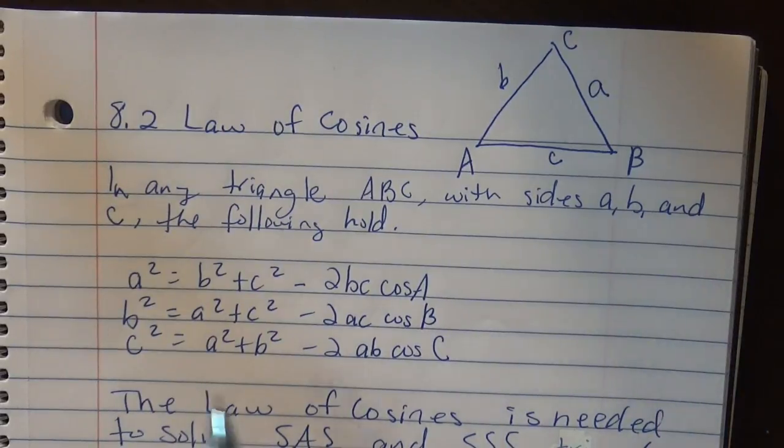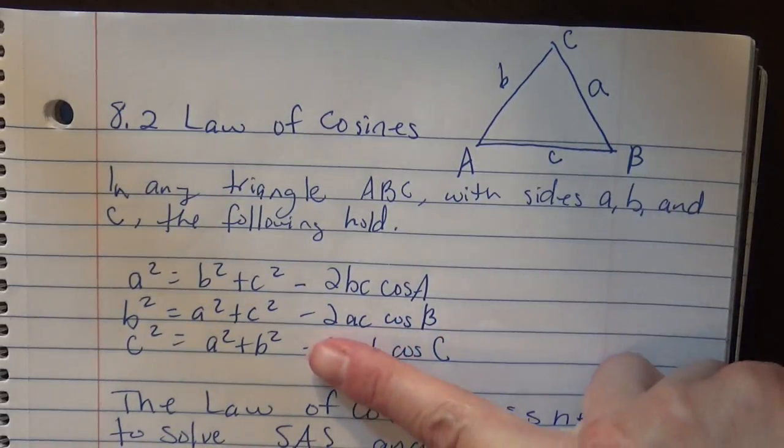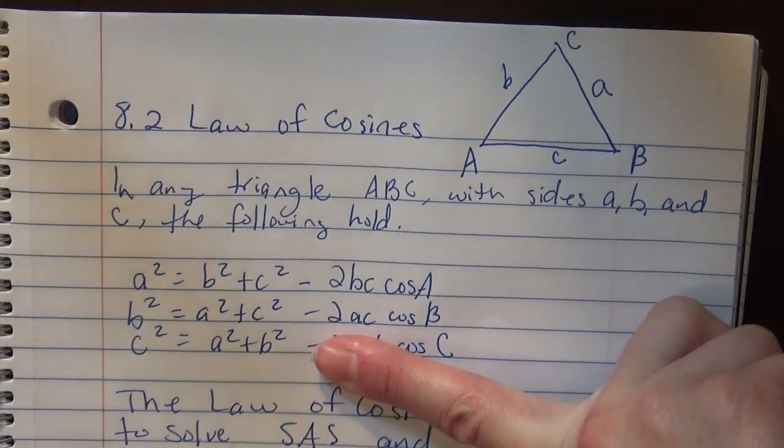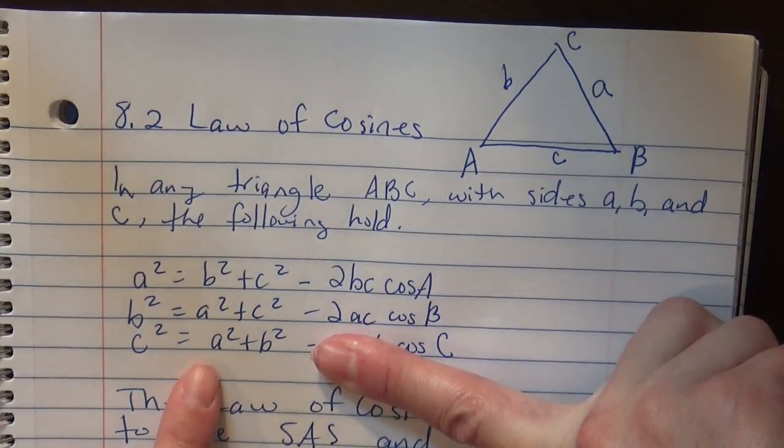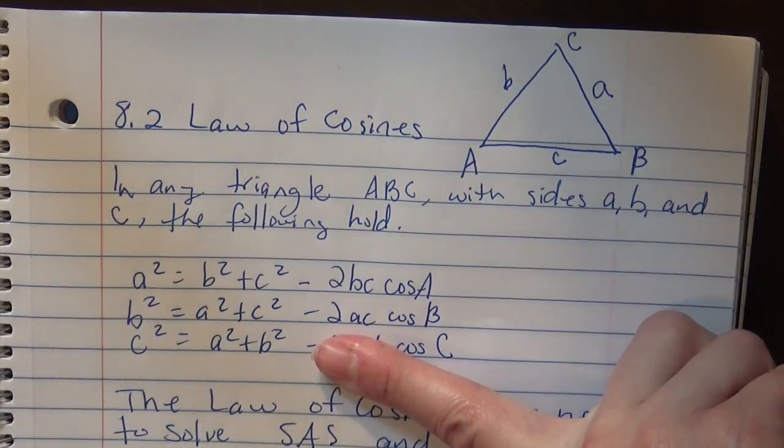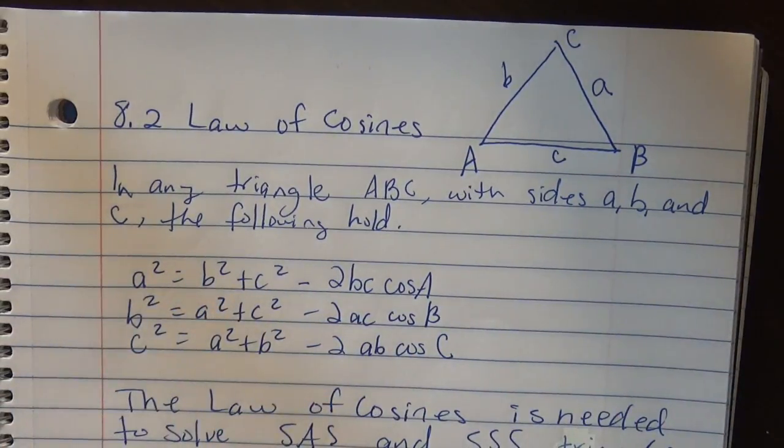And one way to help you remember these formulas is to suppose your angle C happened to be a 90-degree angle, so you would do cosine of 90. And if you recall, cosine of 90 is 0. So if that gives you a value of 0, then this term is gone, and you're left with c squared equals a squared plus b squared. Well, you should recognize that as the Pythagorean theorem.